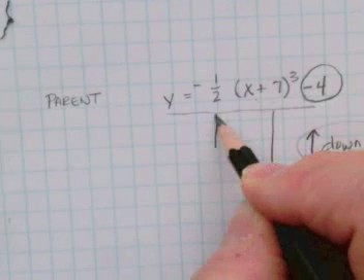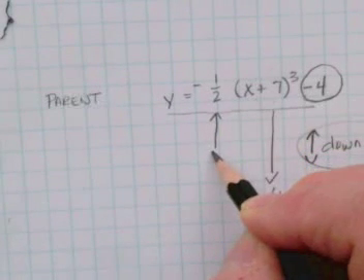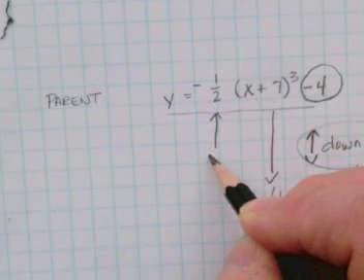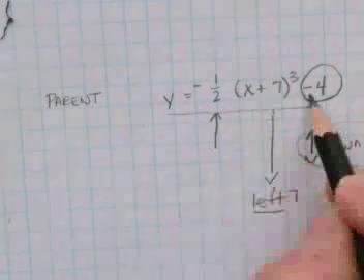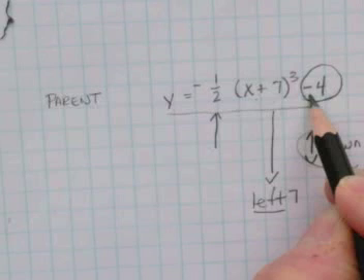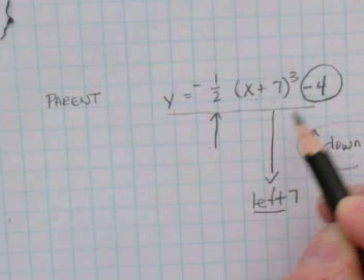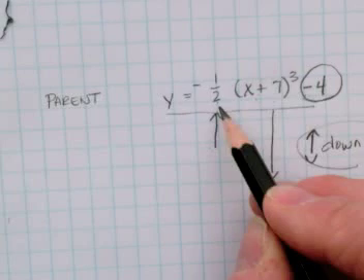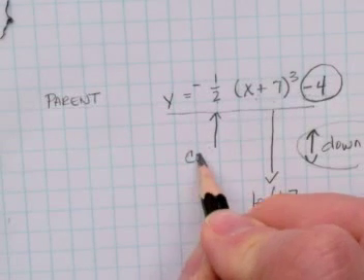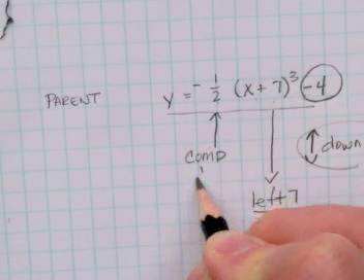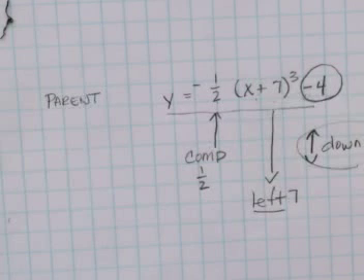To determine whether or not there's been a stretch or compression, I look right here and notice I'm multiplying for a stretch or compression. When I shift, I'm adding and subtracting, but when I'm stretching or compressing, I'm multiplying. And since I'm multiplying by a number that's between 0 and 1, this is a compression by a factor of 1/2. And that makes my graph look, some students describe it as fatter or wider.